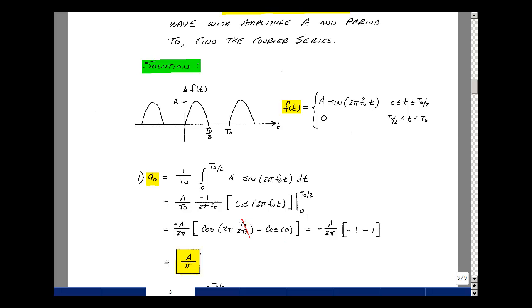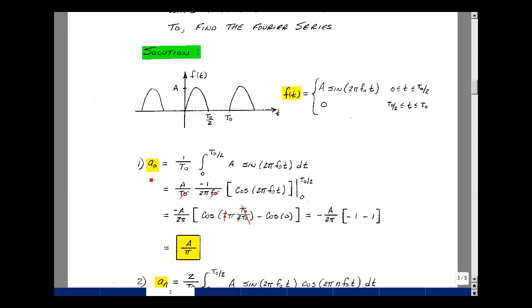We get some cancellation. The T0's cancel, the 2's cancel. I also have one more cancellation here: f0 is 1 over T0, so T0 and f0 cancel also. I'm left with minus A over 2 pi, and then the cosine of pi minus the cosine of 0. The cosine of pi, which is the cosine of 180 degrees, is equal to minus 1. Then I have minus 1 minus 1, so I get minus 2, but the minus signs cancel, and that cancels with the 2 in the denominator, so I get A over pi. That's my value for a0. The average value, which is what a0 represents, is no longer 0 as it was for the sine wave, but is now equal to A over pi.